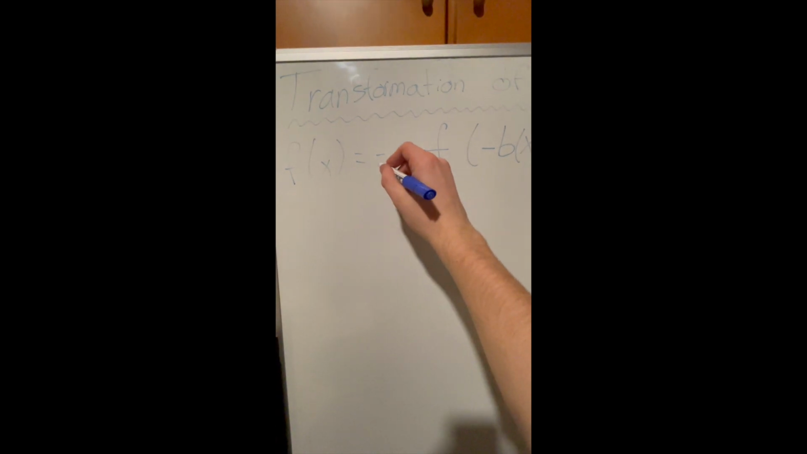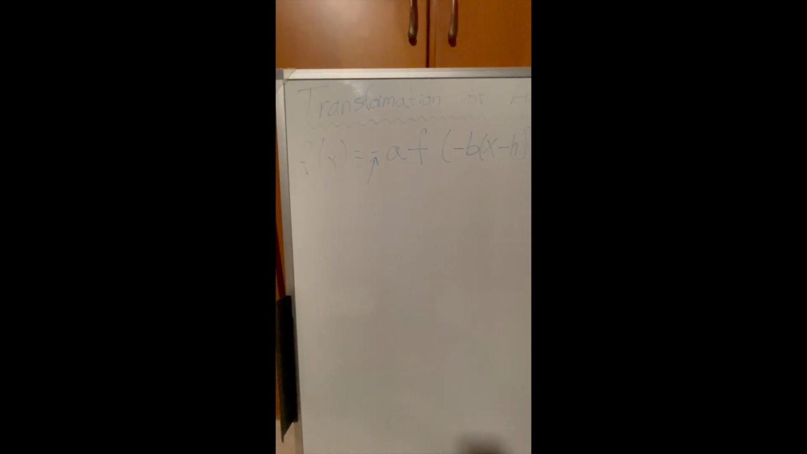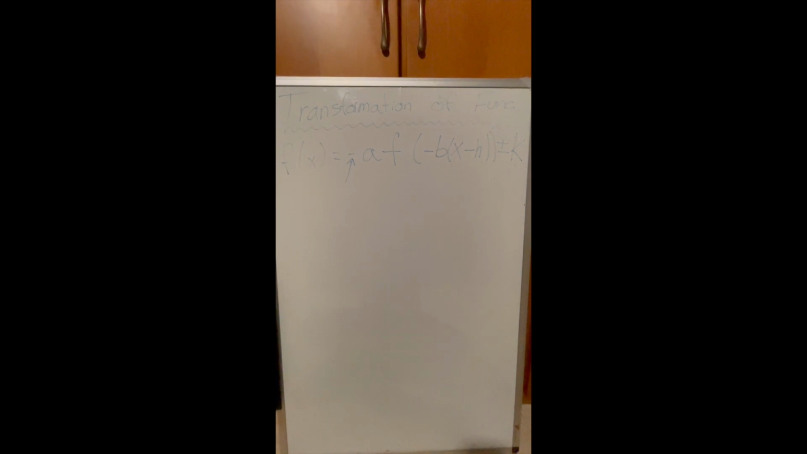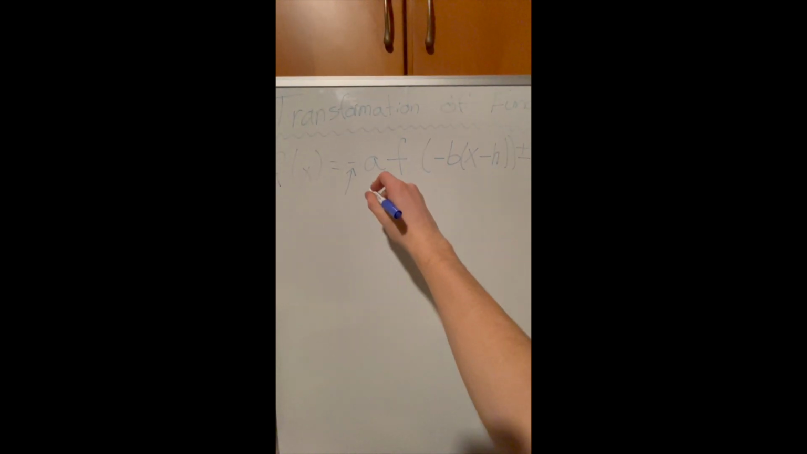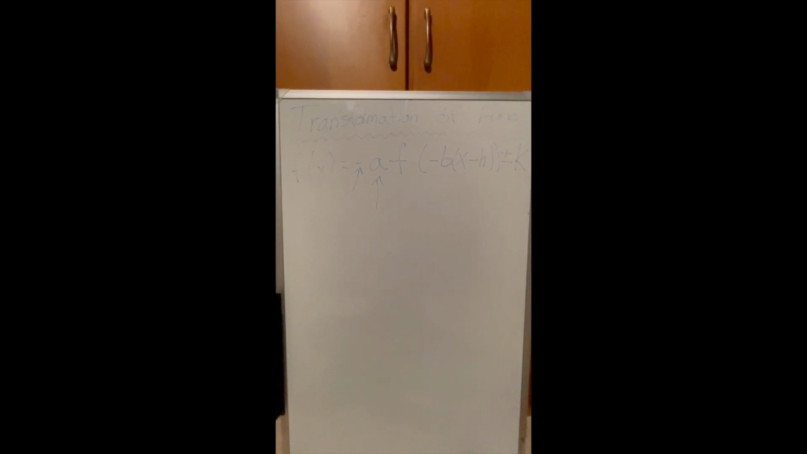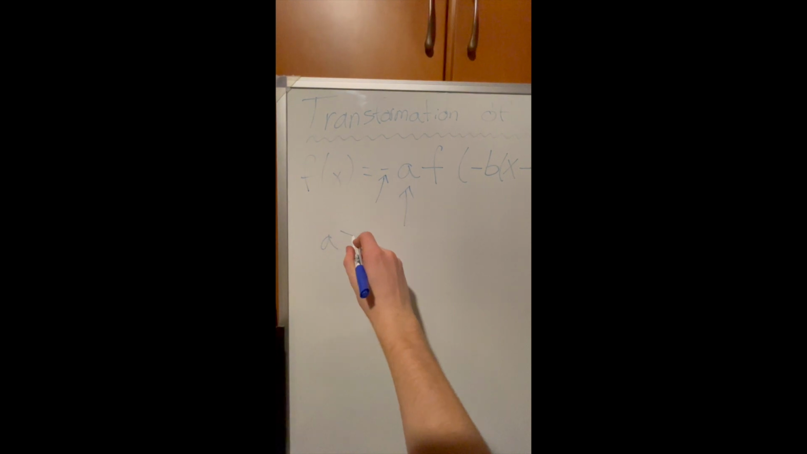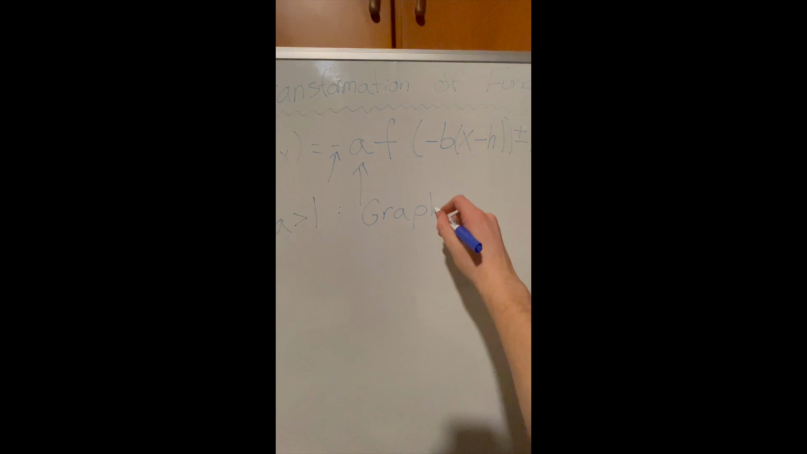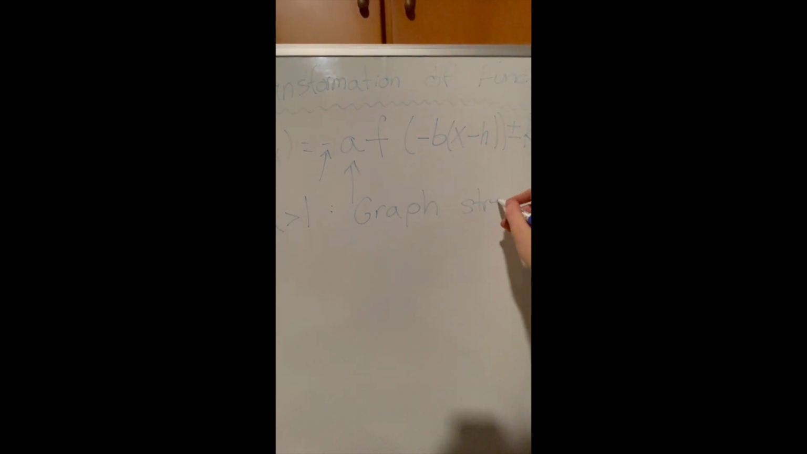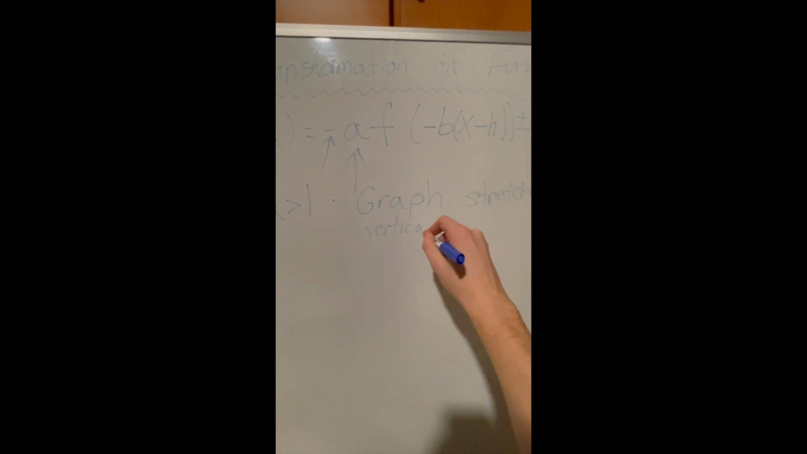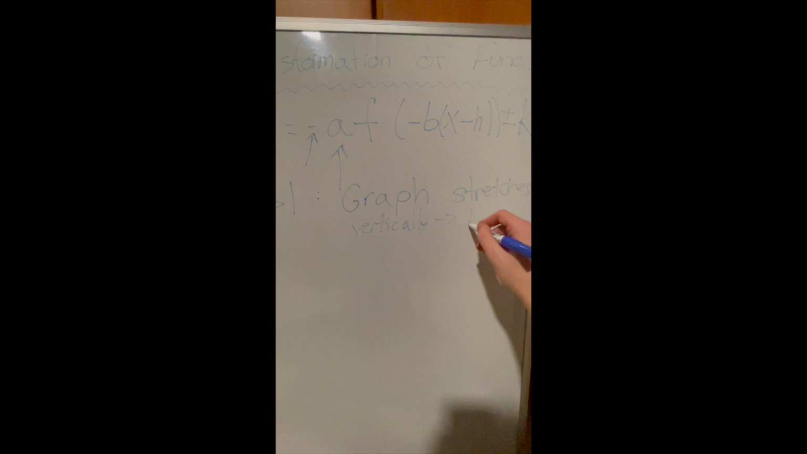To start off, this negative sign right here, if it is present, means that the function is reflected on the x-axis. If it is not, the function remains the same. This a value determines the vertical stretch or compression. If a is bigger than 1, then the graph stretches vertically, which makes it taller.